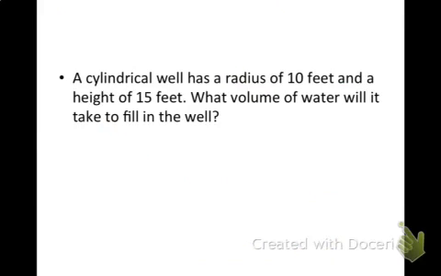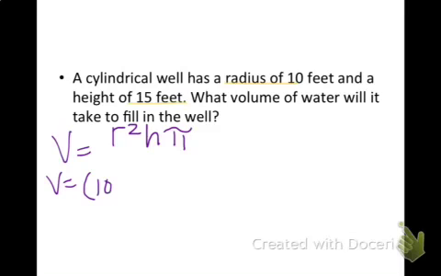Next problem. We're dealing with a cylinder with a radius of 10 feet and a height of 15. So let's recall the volume of a cylinder is r squared times height times pi. So we're going to take our r, which is 10. We're going to square it. We're going to multiply it times 15, and then multiply times pi.